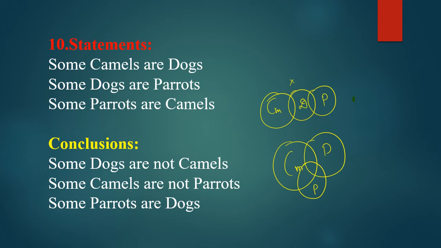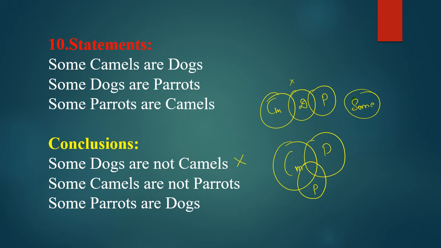Some dogs are not camels. So dogs here, camels here. What is the relation between camels and dogs? It is some. When the relation between any two entities is some, some not is always a possibility. So it cannot be a definite conclusion like this. If it asked whether some dogs are not camels is a possibility, then we would have taken this conclusion as right. That we will discuss later in the next module on possibility conclusions. So for now, please remember, for some relation, some not is always a possibility.